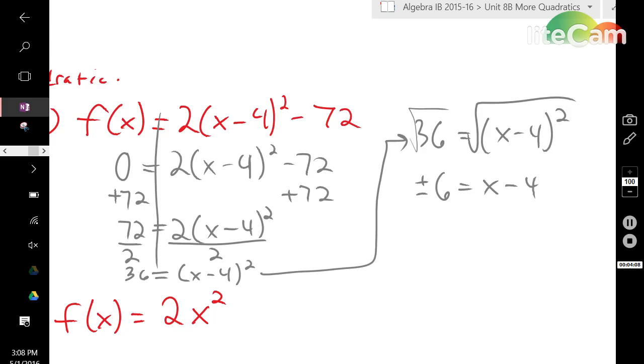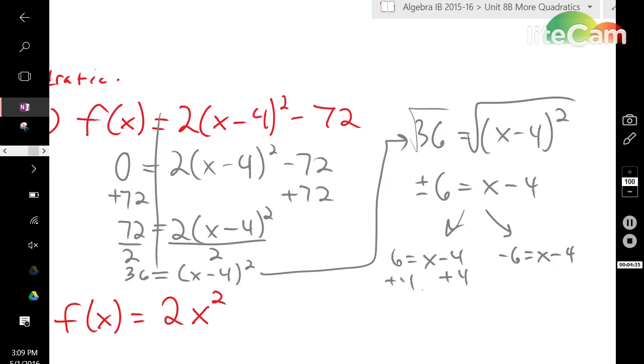Now the reason why I square rooted first before I added 4 to both sides is because the parentheses are done first in order of operations, therefore they're done last when you solve. Plus or minus 6, both negative 6 and positive 6, when you square them, turn into 36, so you need to have both. And from here you have two equations. You have 6 equals x minus 4, and you have negative 6 equals x minus 4. Two solutions to solve for.